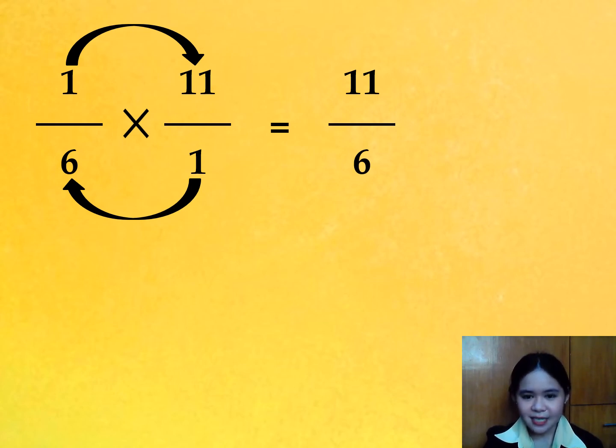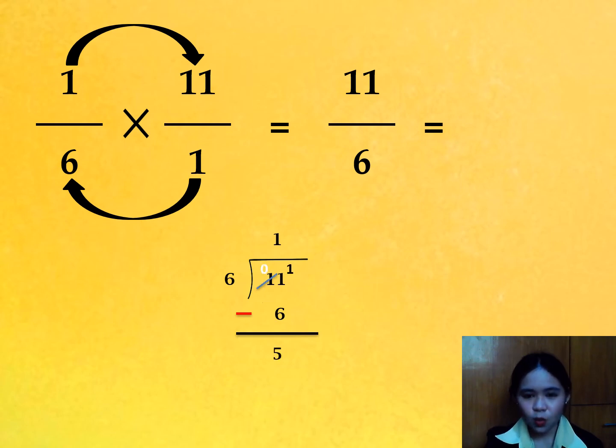Since 11/6 is an improper fraction, because the numerator, which is 11, is bigger than the denominator, which is 6, we need to simplify by dividing the 11 by the denominator, which is 6. So 11 divided by 6 is equal to 1. 1 times 6 is equal to 6. And then 11 minus 6 is equal to 5.